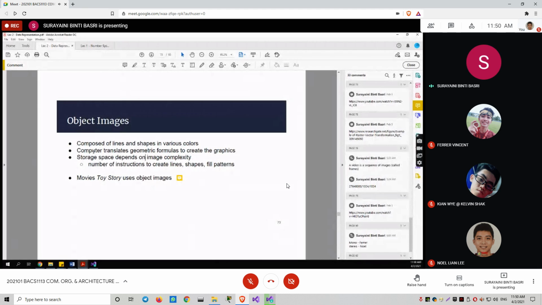Whenever you open an object image, the computer will process all of the formulas to display that image. That's why it requires less space compared to the bitmap image. The movie Toy Story uses the object image.